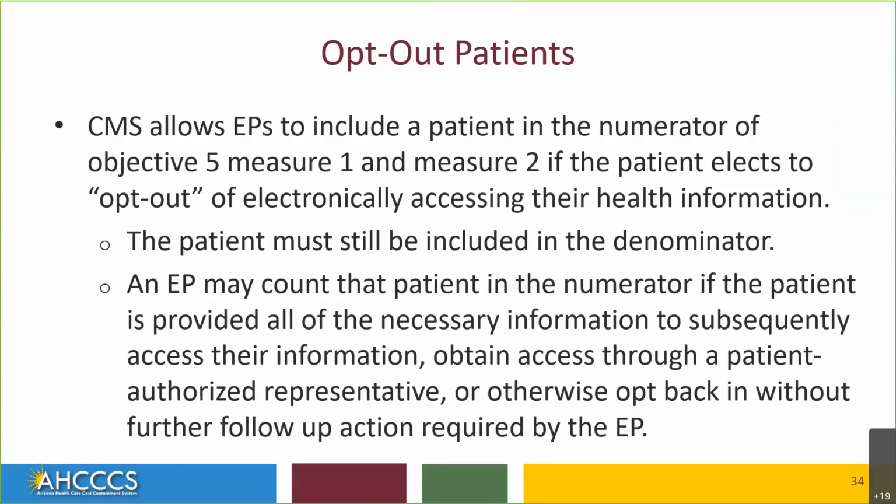So Objective 5, opt-out patients. CMS allows EPs to include a patient in the numerator of Objective 5, Measure 1, and Measure 2 if the patient elects to opt out of electronically accessing their health information. The patient must still be included in the denominator. An EP may count that patient in the numerator if the patient has provided all the necessary information to subsequently access their information, obtain access to a patient authorized representative, or otherwise opt back in without further follow-up action required by the EP. Next slide.